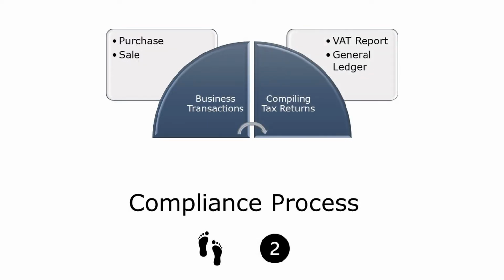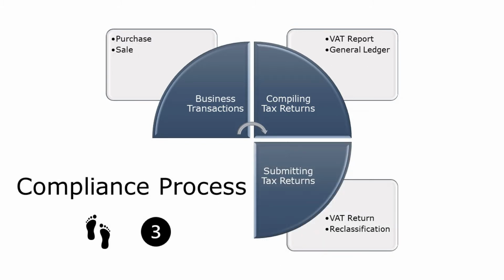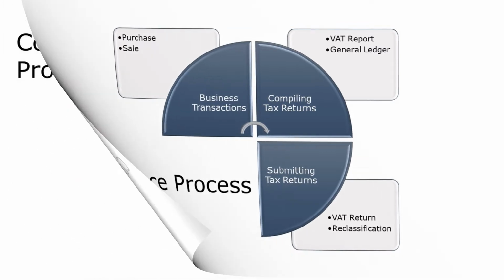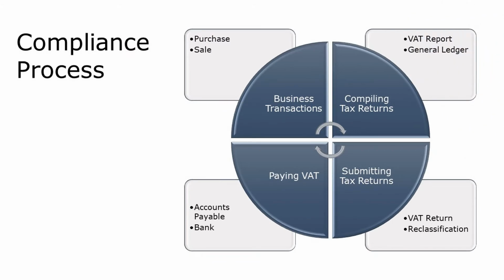At the end of a tax period, tax returns need to be compiled and reconciled. Once the tax return has been completed, it needs to be submitted. The reported numbers are input to some accounting entries and payment procedures. There are many more activities within the compliance process, but these four processes are main input to accounting processes.